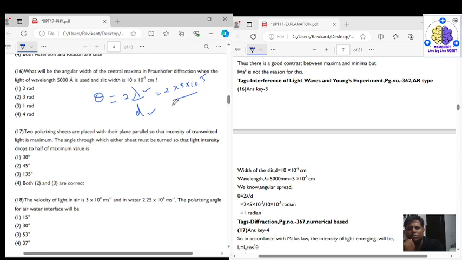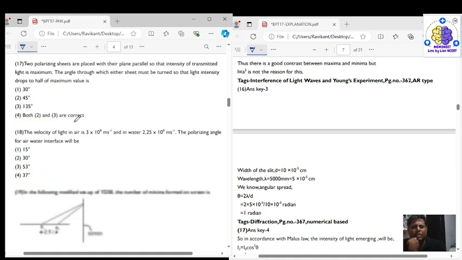Upon d, which has been given to us as 10 into 10 to the power of minus 5 centimeter. Solving this, we will get theta is equal to 1 radian. So the correct answer for question number 16 is option 3, that is 1 radian. Now let's come to question number 17.